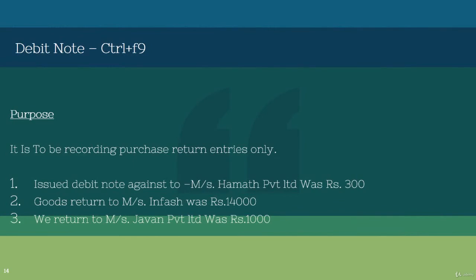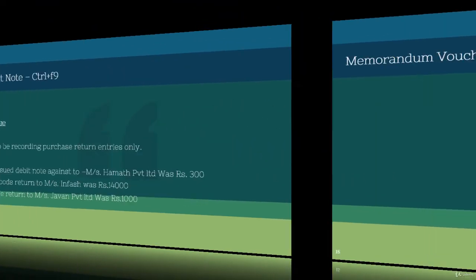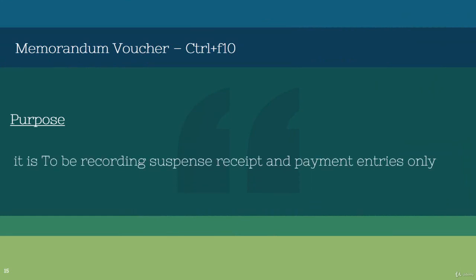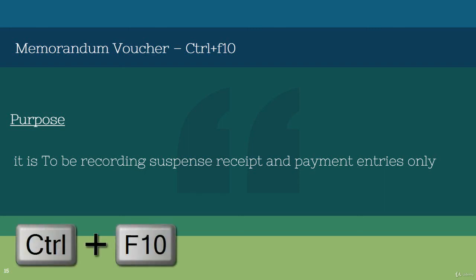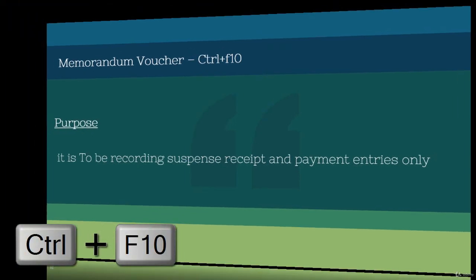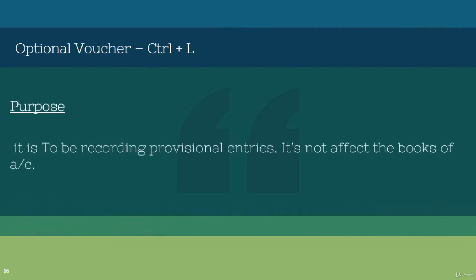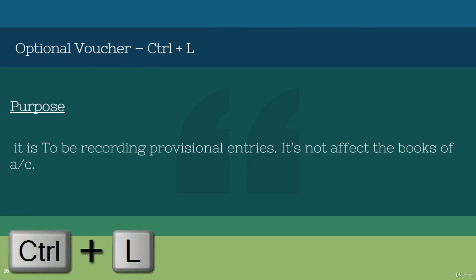Now we are going to move to the next voucher, the memorandum voucher. This is just used for suspense receipt and payment entries only. So this is the memorandum voucher. The next one is the optional voucher. The optional voucher records provisional entries. It does not affect the books of accounts.